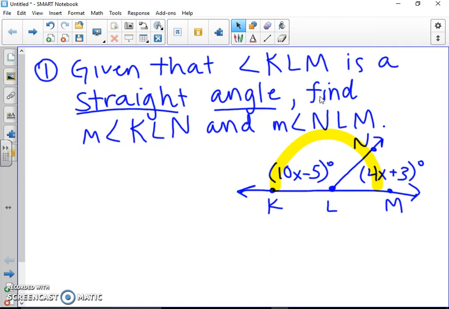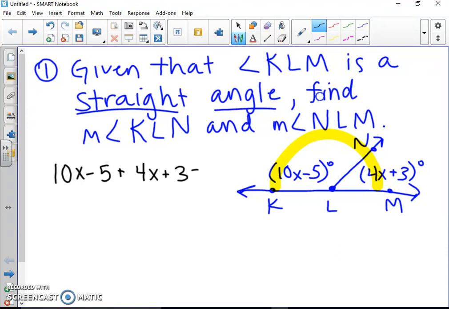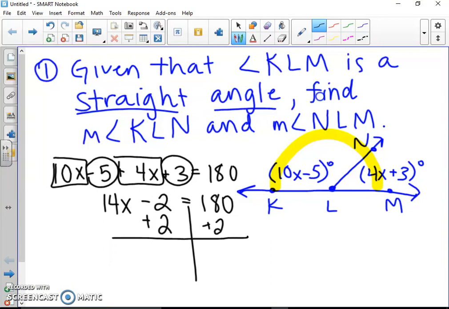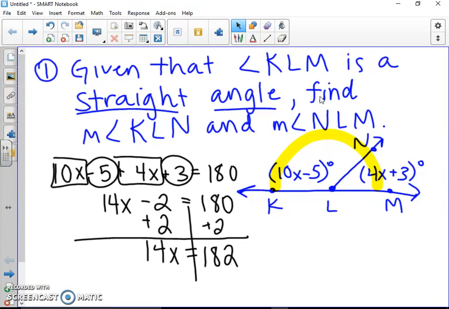So that means that we should be able to take 10x minus 5 plus 4x plus 3, and that total is 180. So let's combine like terms. 10x plus 4x gives us 14x. Negative 5 plus 3 gives us negative 2 equals 180. We're going to solve because it's just a two-step equation now. Plus 2, plus 2. 14x equals 182. And let's simplify that.